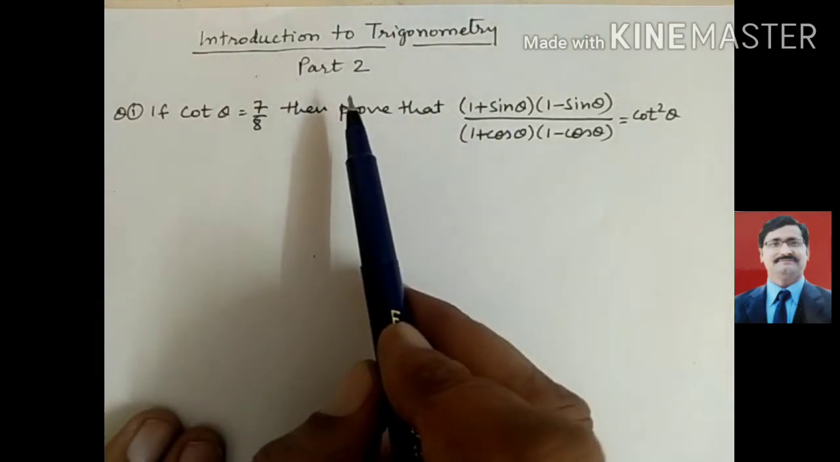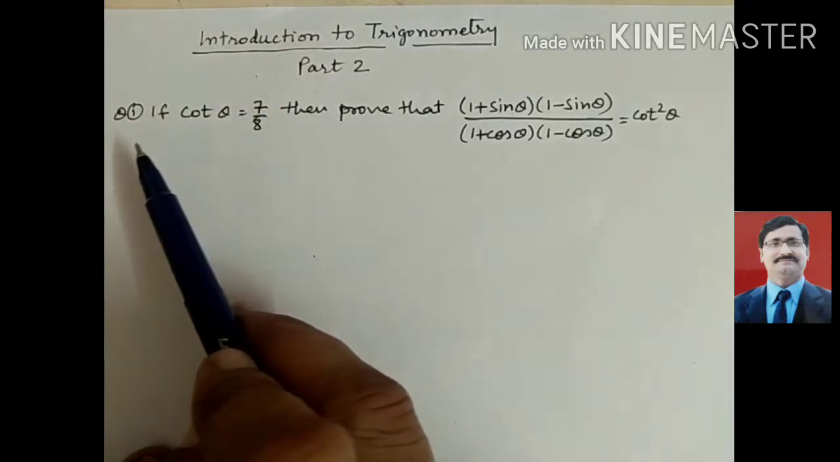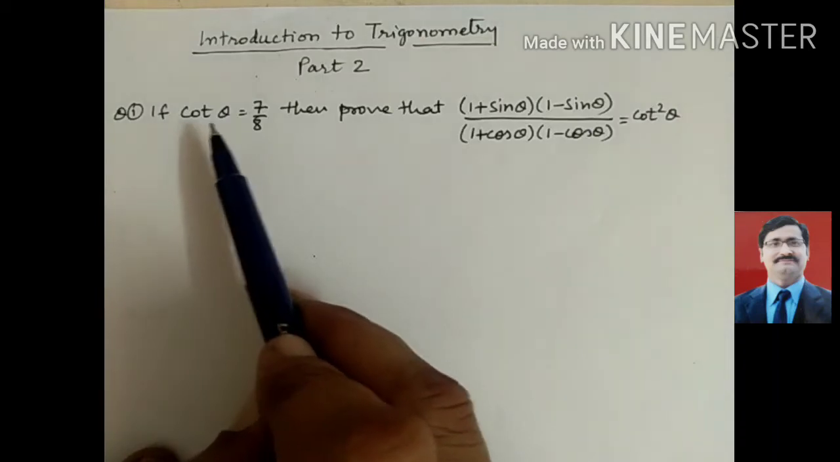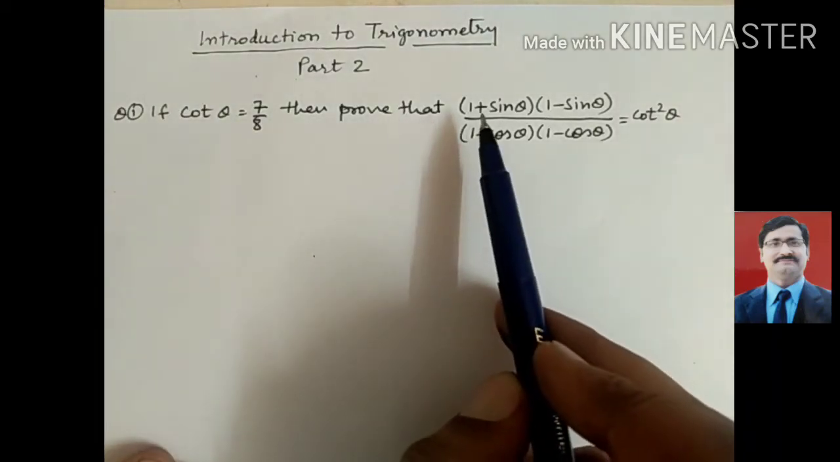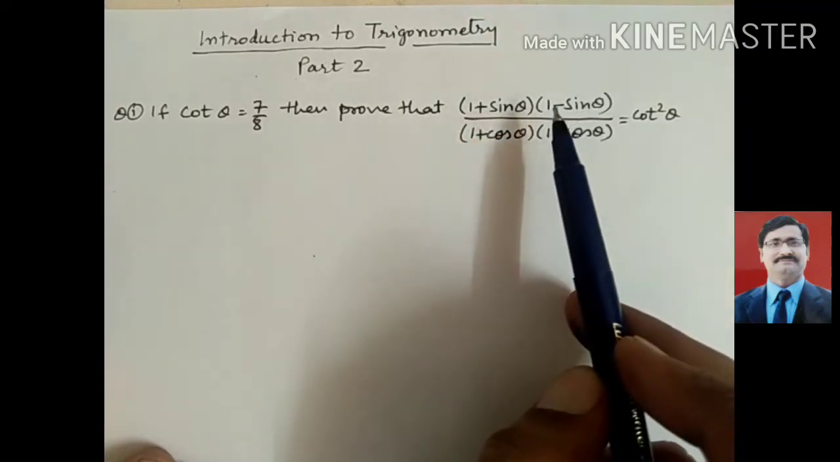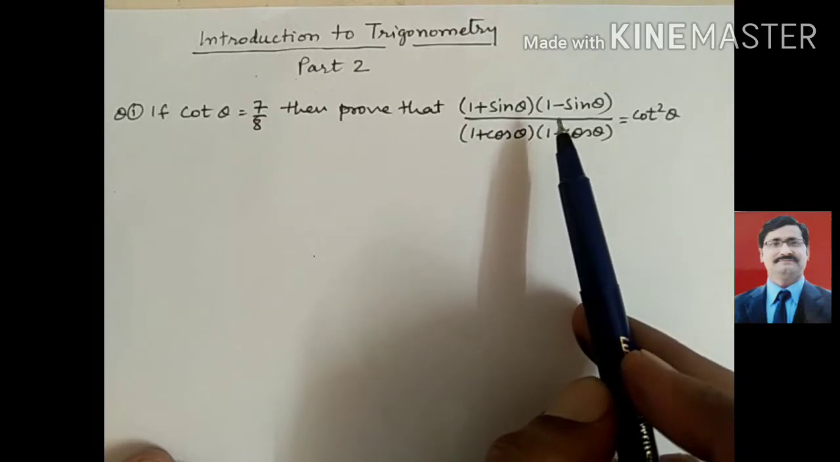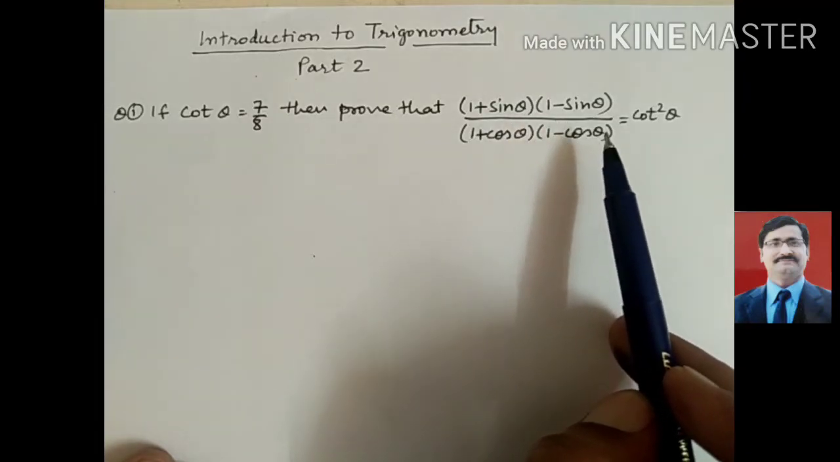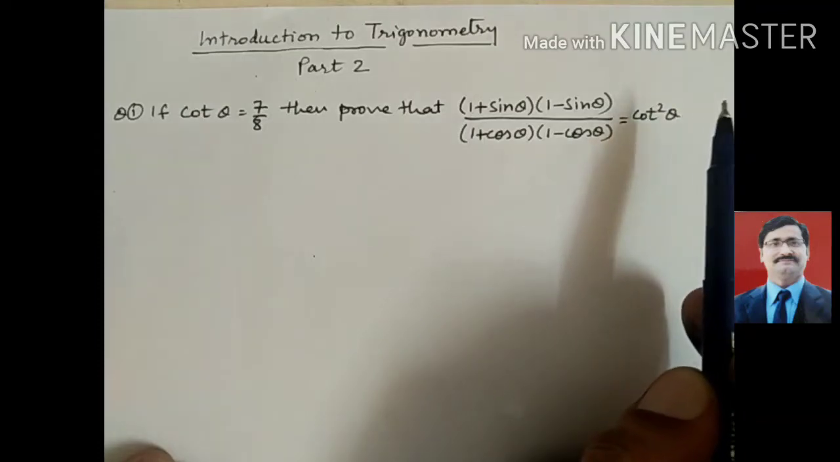Today is part two. Before this, you have to understand part one, then only you can understand this. Look here, question 1: if cot theta equals 7 by 8, then prove that (1 plus sin theta)(1 minus sin theta) upon (1 plus cos theta)(1 minus cos theta) is equal to cot square theta.